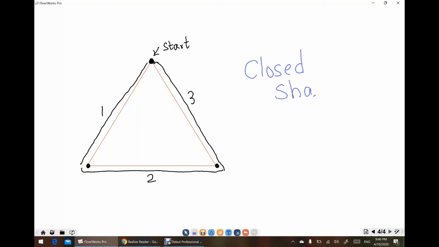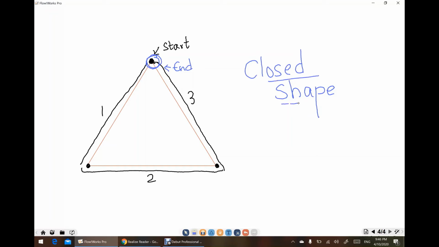Do you think this shape is open? No, right? It is closed. Why is it closed? Because where you started, you ended in the same place, right? Did you break somewhere, or did the line break in between any of these lines? No, right? So this is called a closed shape.